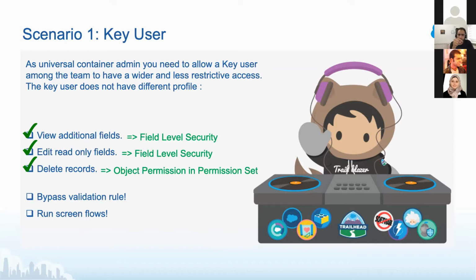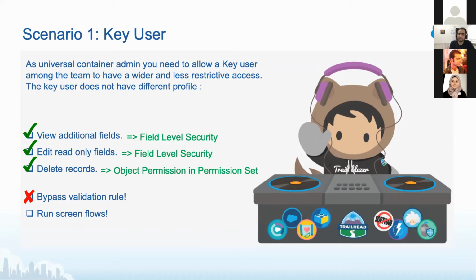But let's check the other group of requirements. What if I want to bypass a validation rule? For example, I have a discount field on the opportunity, and that discount field should not exceed 30% for the normal sales rep members in that team. However, I want to grant that access to the key user if necessary. You cannot do that via a permission set. Why? You cannot reference the permission set in the validation rule, and even if you could, you have multiple permission sets, so it's not possible at the end.